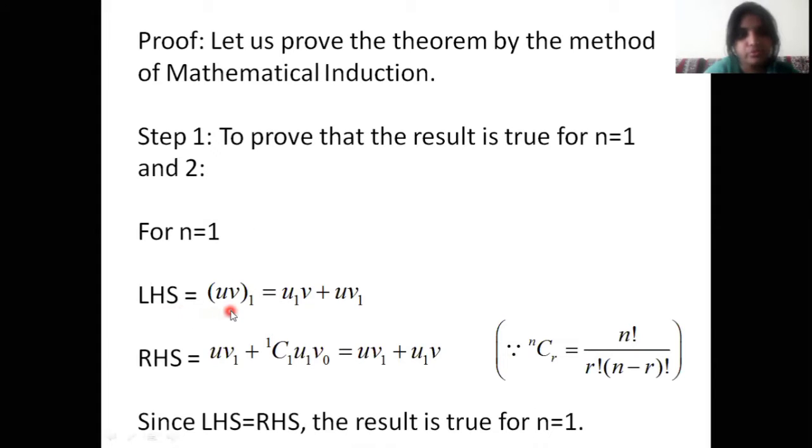LHS is equal to (uv)1. What is (uv)1? It is the first derivative of uv. So I have just differentiated this using the product rule. I have differentiated u, so that is u1, and kept v silent, plus I've kept u silent and differentiated v here. So it is u1 v plus u v1. And here, this is u v1.